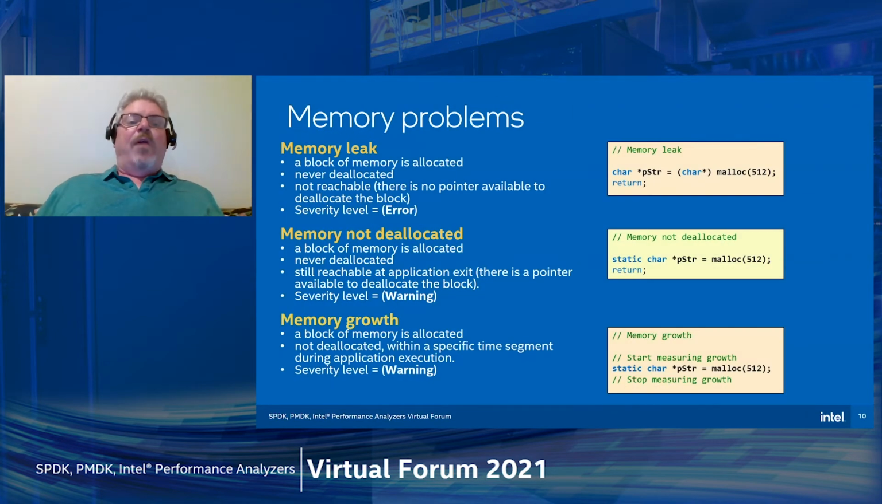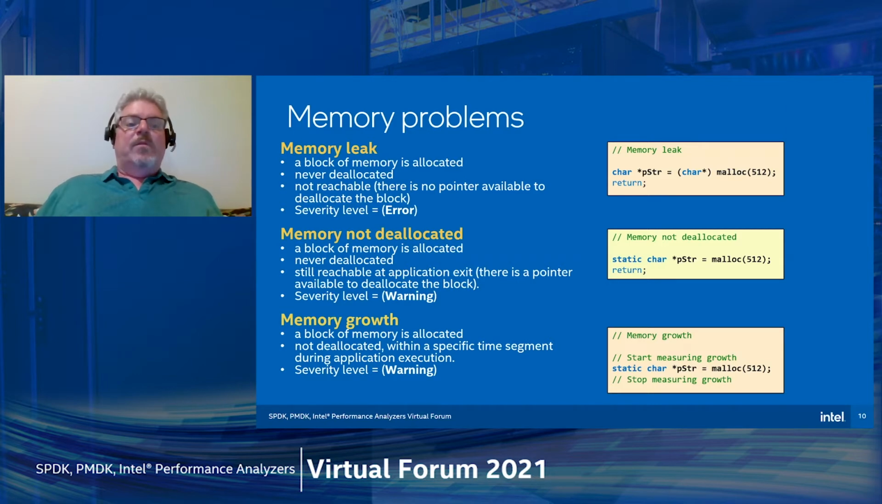So some of the memory problems that we can find, let's do a deep dive into those right now. First, it can find memory leaks. A memory leak is when a block of memory is allocated, but is never deallocated. And not only is it not deallocated, it is no longer reachable. So there is no longer a pointer back to that memory. So basically, it's impossible to free.